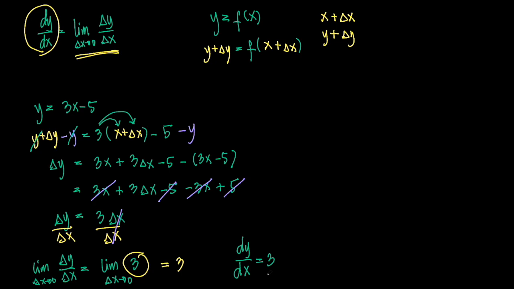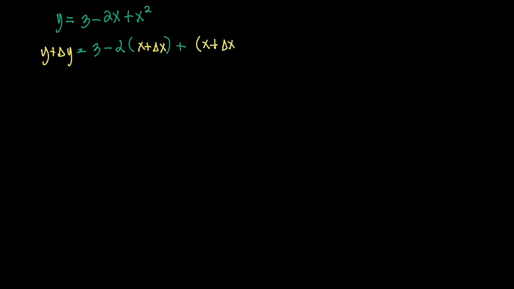Okay, let's have another example. So let's say we now have y is equal to 3 minus 2x minus, or let's say plus x squared. So in this case, how can we solve this? So the same thing as what we have done from our first example. We just need to replace y with y plus delta y, and all of the x with x plus delta x. So this one doesn't involve any variable, so let's just copy 3 minus 2. And we now replace x with x plus delta x. Okay, so plus, and we also replace this x here with x plus delta x.